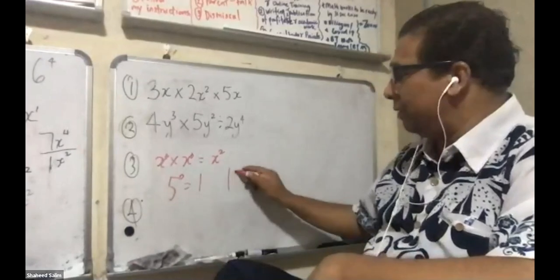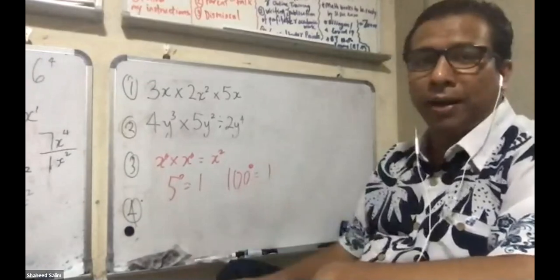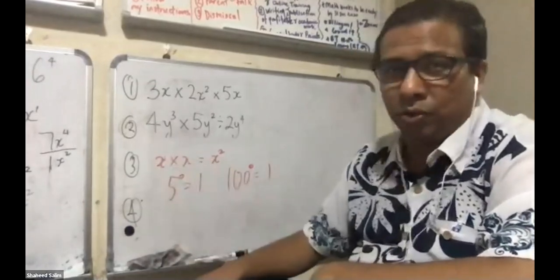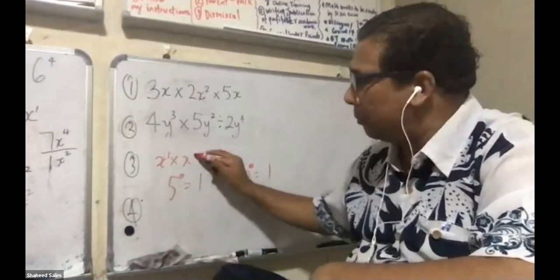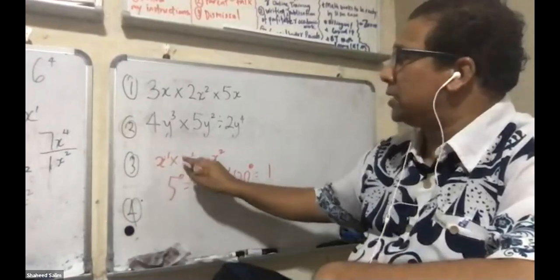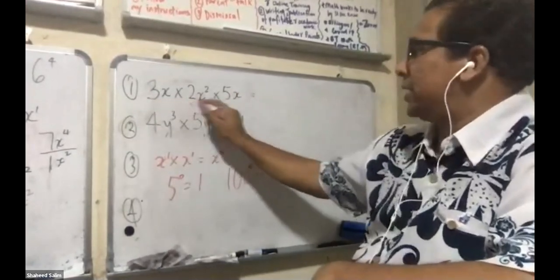You take 100 to the power of 0. What is it equal to? It's also equal to 1. So when you see x, it's not the power of 0. This is to the power of 1, but we don't write it. So the powers you must add together. So let us see now. 3 times 2, 6. 6 times 5, 30.